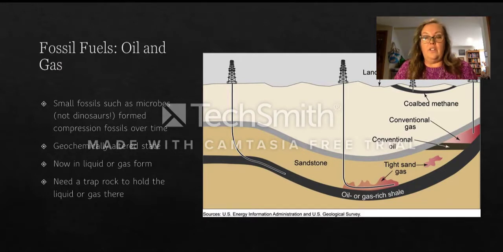And what is very important for getting oil and gas to the surface and using it is a trap rock. That's that light gray rock in that diagram there. It's a trap, and it will keep it there because otherwise oil and gas is very light and it will rise to the surface and evaporate, and so you can't use it. So you need to kind of trap it there until you mine it. So that's a little bit about fossilization.